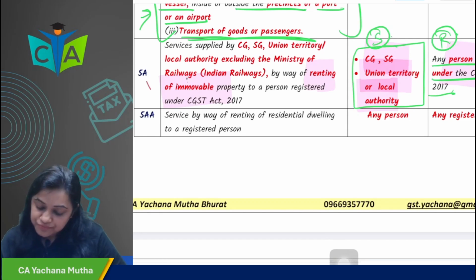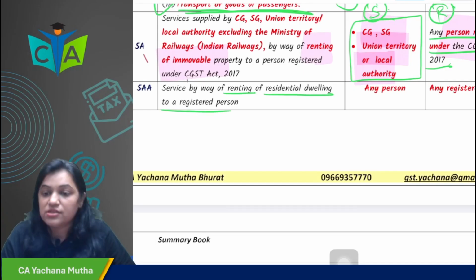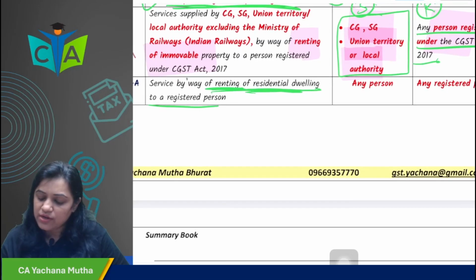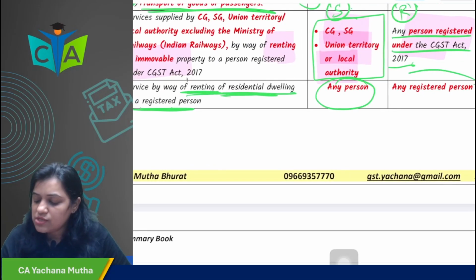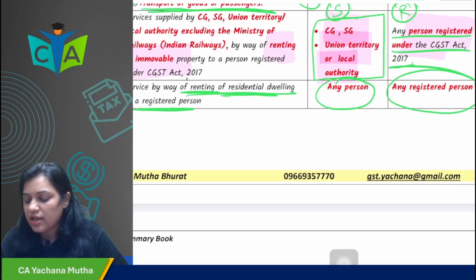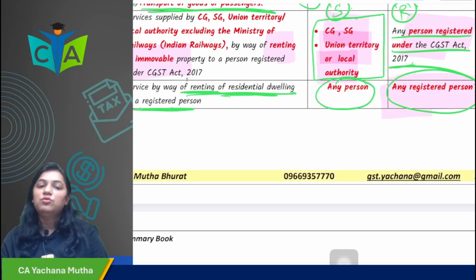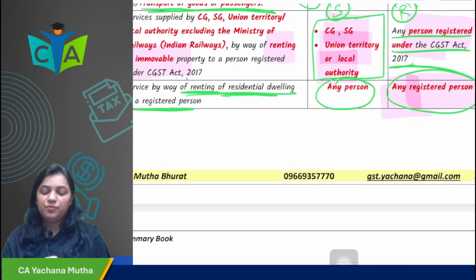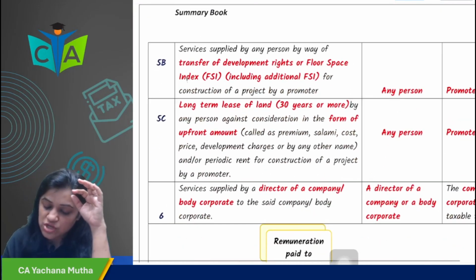Next. Service by way of renting of residential dwelling to a registered person. What is this? Service of renting of residential dwelling. Who is giving? Any person. Who is the recipient? Any registered person. So who will pay the tax under reverse charge? Registered person. If residential dwelling is rented to a registered person, who will discharge the tax? Registered person. Now this point we'll discuss in detail again in the exemption chapter.